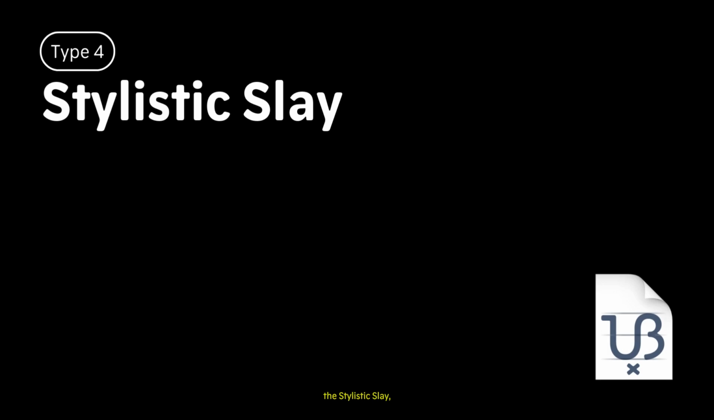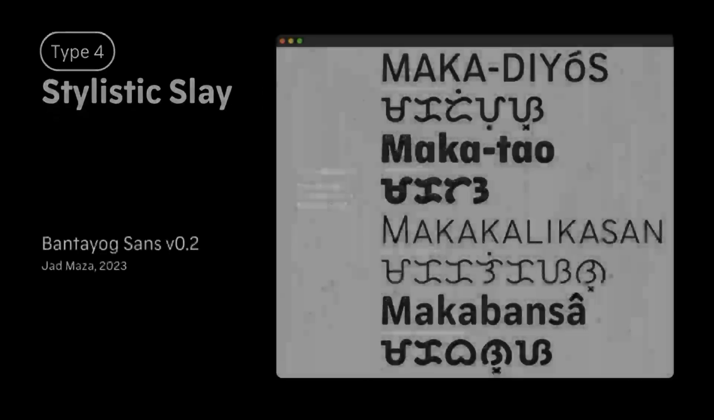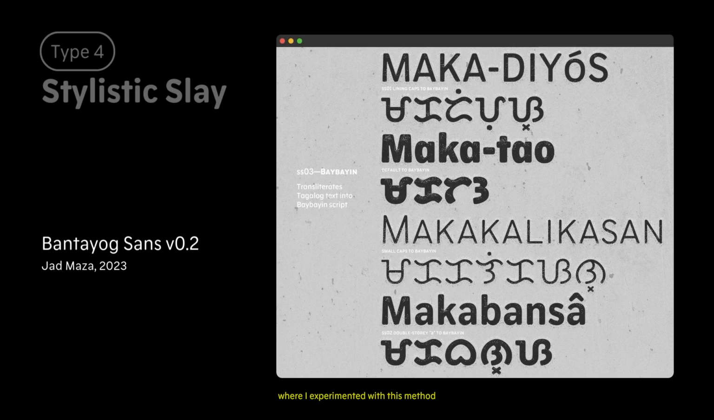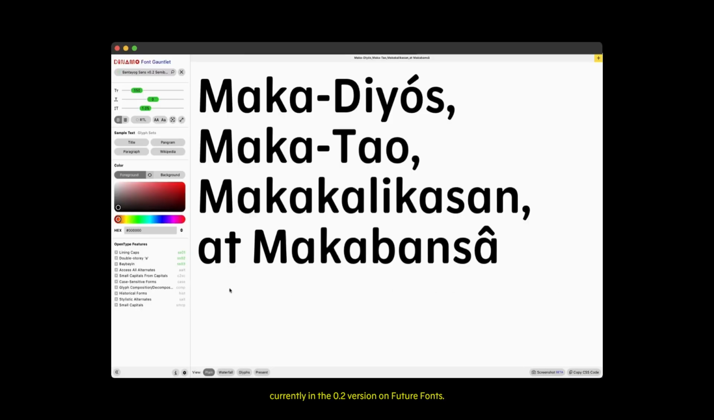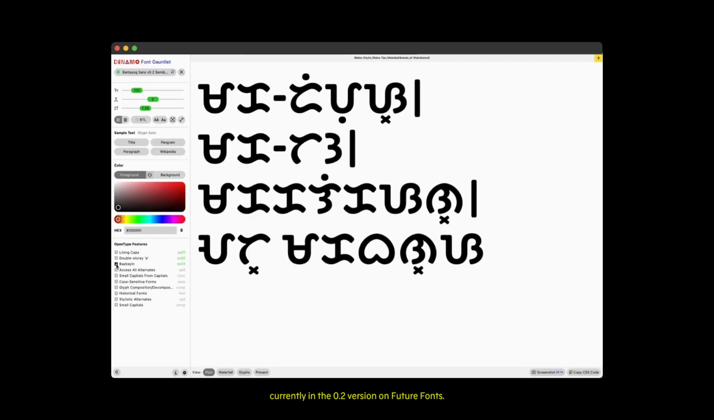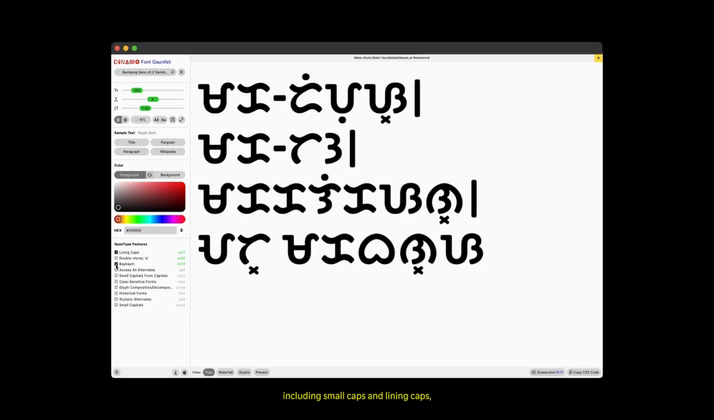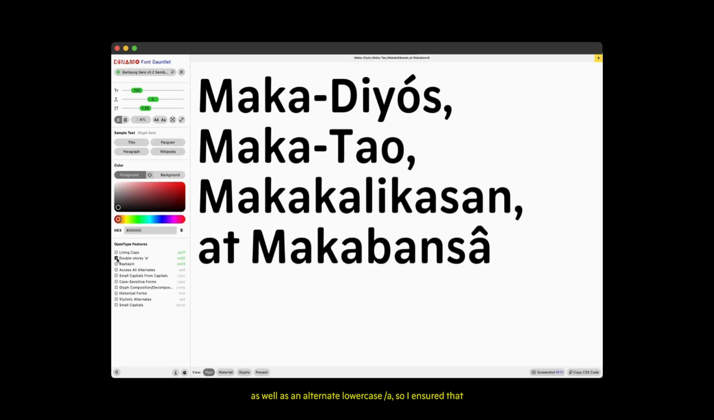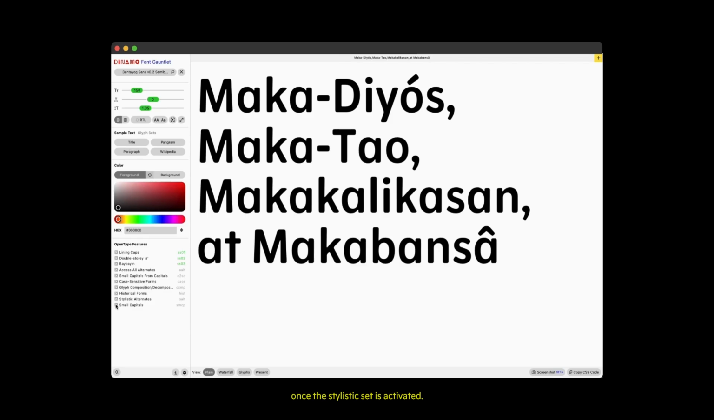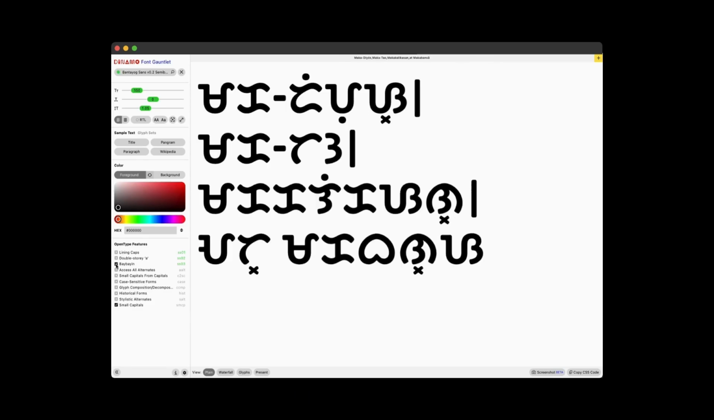The last type, the stylistic sets, are my personal experiments of using stylistic sets to keep both Latin and Baybayin in the same file while retaining the transliteration functionality from OpenType features. The first typeface where I experimented with this method is Bantayog Sans, currently in its 0.2 version on Future Fonts. Bantayog Sans boasts multiple cases, including small caps and lining caps, as well as an alternate lowercase a. So I ensured that all of these will be converted well into Baybayin once the stylistic set is activated.